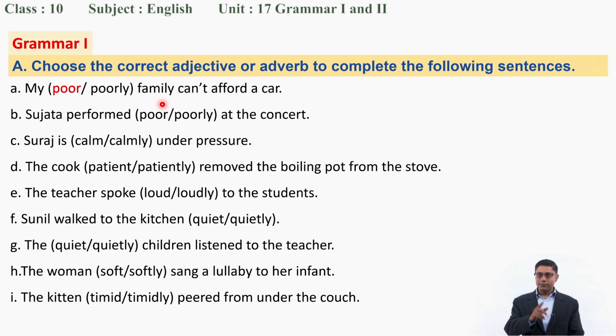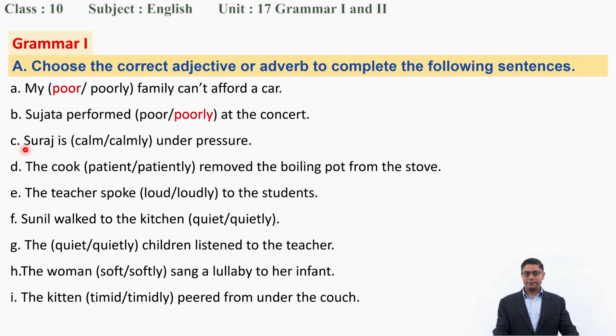Now from B, you will say the answer, okay? All right. Let's begin. Sujata performed poorly at the concert. Which one is right? Poor or poorly? Can you say? Exactly, it's poorly. That's good. But can you tell me why poorly is the correct one here? You said the correct answer, but why? Okay, that's good. Because the word poorly modifies performed. If somebody asks, how did she perform? Then we say poorly. That's good.